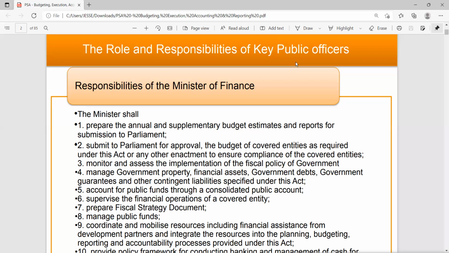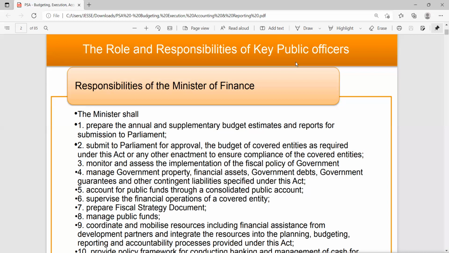Number two, he submits to Parliament for approval the budget of covered entities as required under this act. So he has to submit the budget to Parliament for approval. Parliament has to approve the budget. So it's very, very key. So preparation of the budget, number one, reporting on the budget, number two, and submission of the budget to Parliament for approval. It's very, very key.